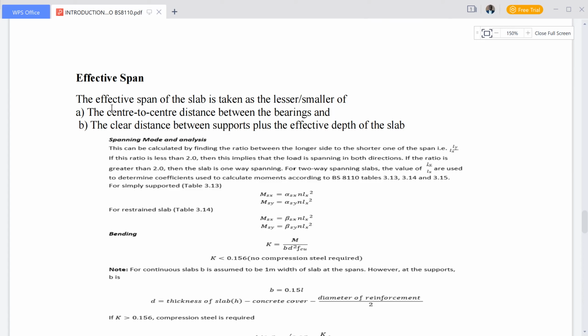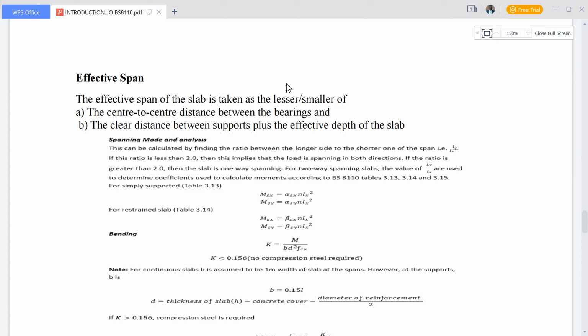For example, assuming you've not been given the center to center distance, but only given the clear distance between supports plus the effective depth of the slab, then automatically our effective span will be the clear distance between supports plus the effective depth of the slab, because for that matter we'll not be knowing the center to center distance, so we will take that as our effective span.